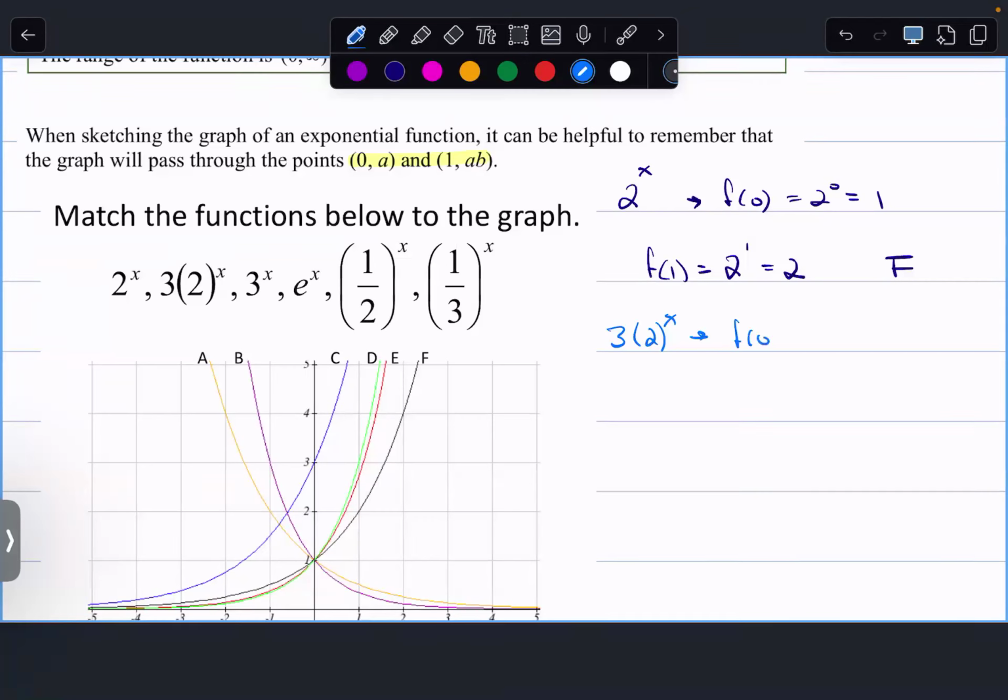Let's start by finding f of 0. So x is 0. 3 times 2 to the power of 0. 2 to the power of 0 is 1. So we get 3. Hey, score. Why? Because there's only one function where when x is 0, y is 3, and so I already know that it must be C.